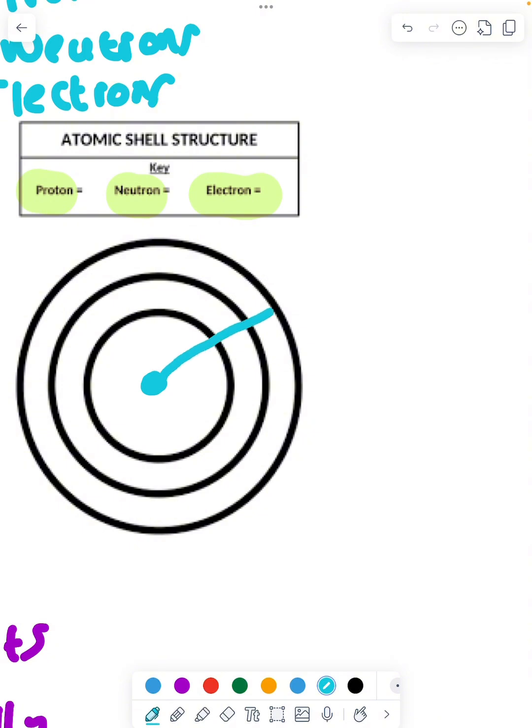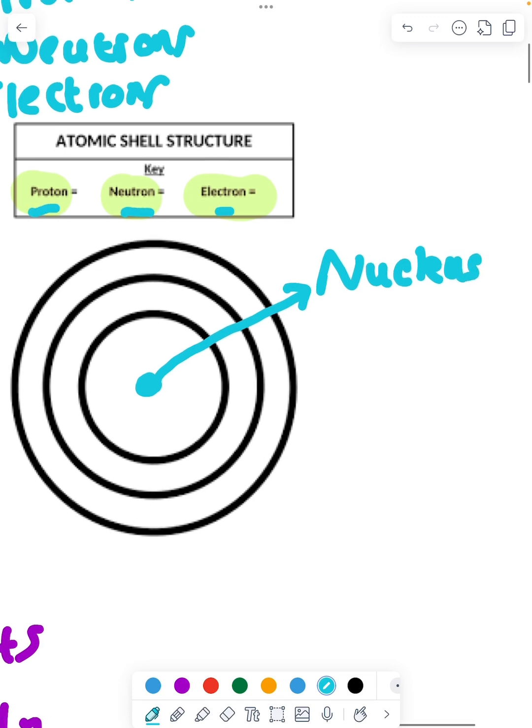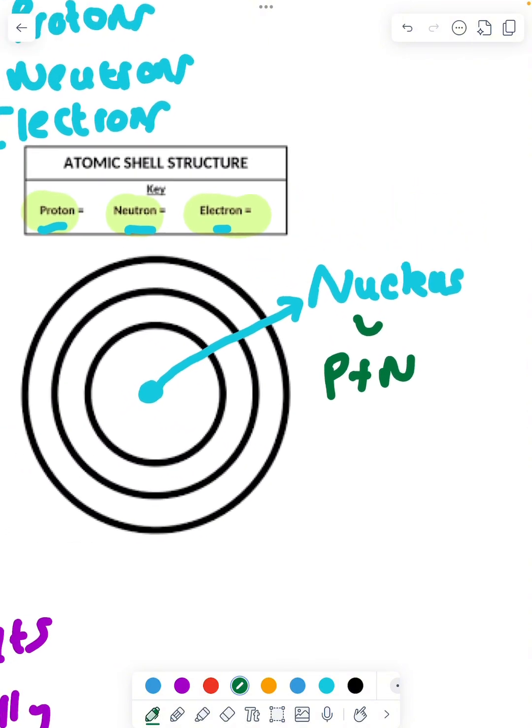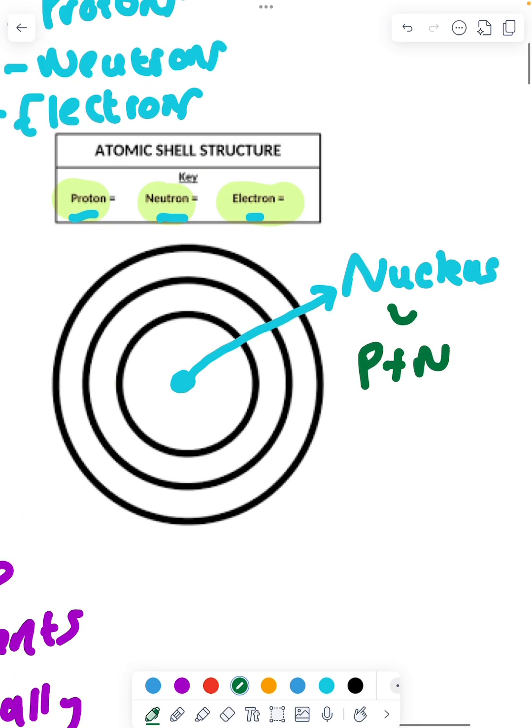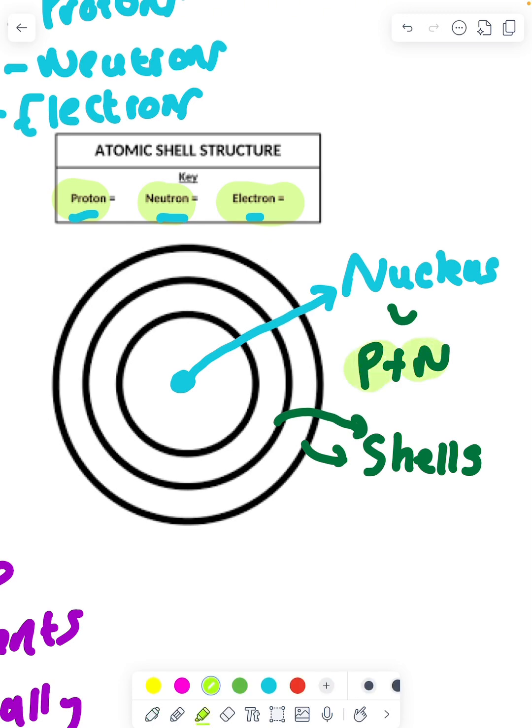In the center of an atom, we have what's called the nucleus, right? And we're looking at where these three things are located. Now, in the nucleus, we have our protons and our neutrons, right? And we're going to come back to a bit more about these in a second. Now, these circles around it are what we call shells. And this is where our electrons are found. So electrons are located on these shells, right? Protons and neutrons are found in the nucleus, in the middle of an atom. Electrons are shown by little crosses like this on these shells.